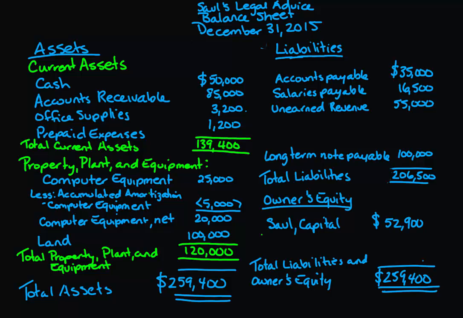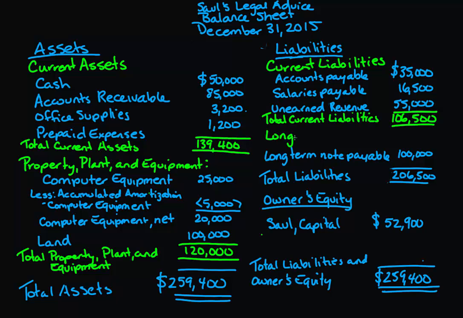Now going over to the liability side, we're going to do the same thing. We've got current liabilities, and we're indenting our accounts payable, our salaries payable, and our unearned revenue. And we're going to do a total for current liabilities. I'm then going to add in a category for long-term liabilities.